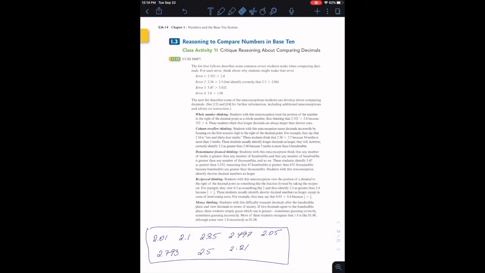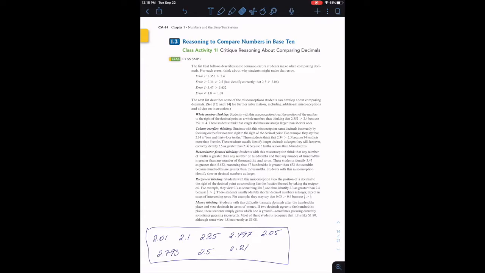So for example, the whole number thinking, I may choose to compare numbers 2.1 and 2.793. And I'm going to explain as a child why I think 2.793 is bigger than 2.1. Whether that is actually a correct answer or not, I'm more focused on the explanation of the thinking. And then for column overflow thinking, I may use 2.5 and 2.21 as my examples. Again, I'm going to write out the student thinking, the student explanation of why they think one is greater than the other. We'll do each of these 5 in order. So first, we'll start with whole number thinking.